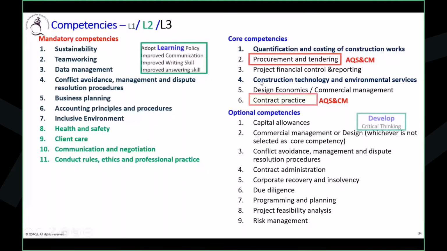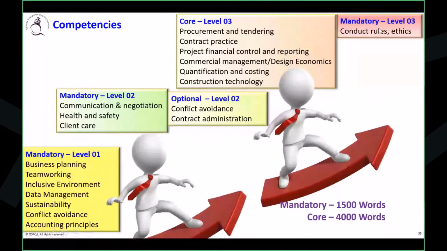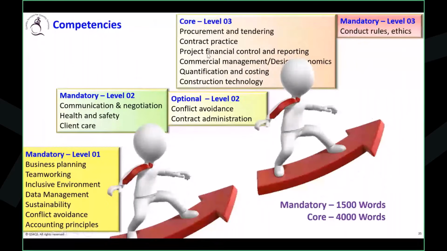Other subjects like project finance, design economics, or commercial management are not that difficult compared to the one we discussed right now. An optional subject, if you are very smart, you don't need to worry at all, because we have the strategy to eliminate them. Again, in mandatory we have level 1, level 2, and level 3. Level 3 is the difficult one. Optional are all level 2, and the core competencies are level 3.